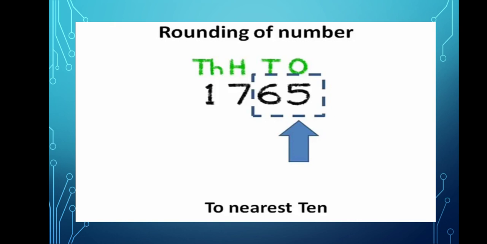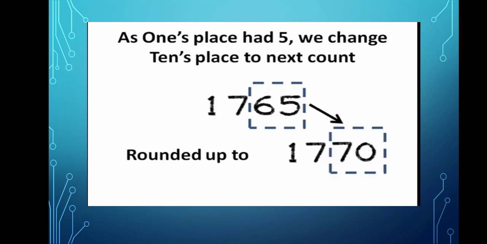As it is greater than 4, the 10's place value will increase. Here the 10's place value is 6. It will increase by 1 and the 1's place will become 0. So 65 will become 70. So if we round the number 1765 to the nearest 10, we get 1770.